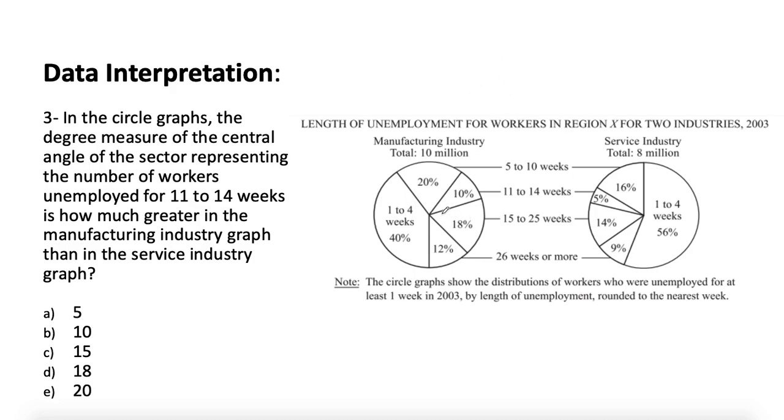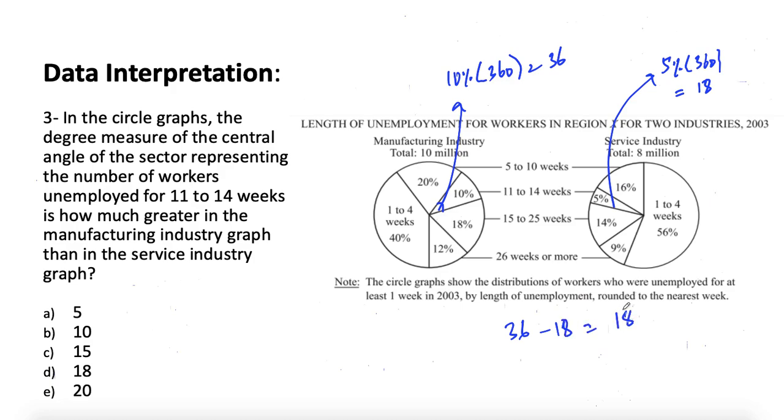We know that the total angle in a circle is 360 degrees, and this whole is divided into 100%. So this will be 10% of 360, which is equal to 36, and this will be 5% of 360, which is half of this, equal to 18. The question asks for the difference, so that is 36 minus 18, which is equal to 18. That's why the answer is option D.